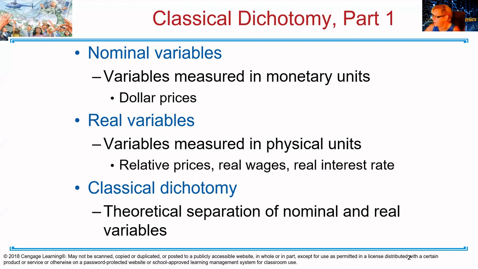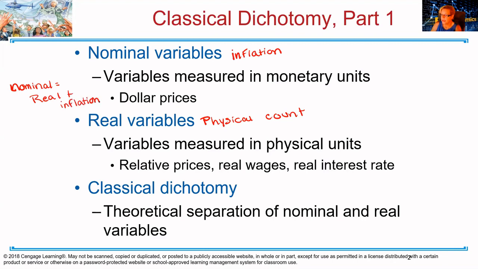Okay, so remember there's a difference between nominal variables, and remember we've said nominal variables have inflation in them, and real variables, which do not have inflation. It's like a physical count. Back in chapter, I believe, 24, we said that anything nominal is equal to the real plus inflation.